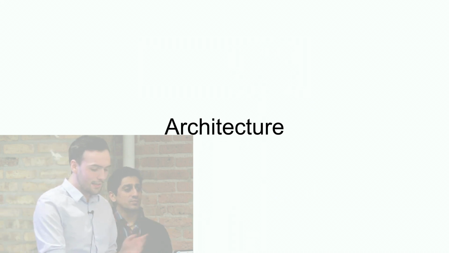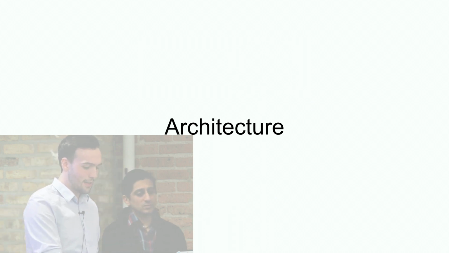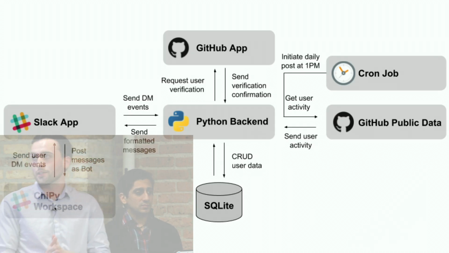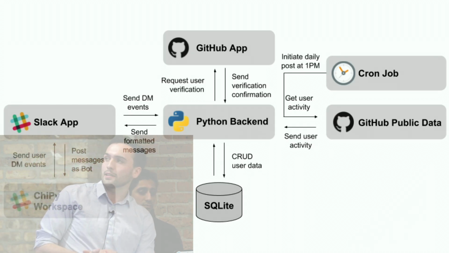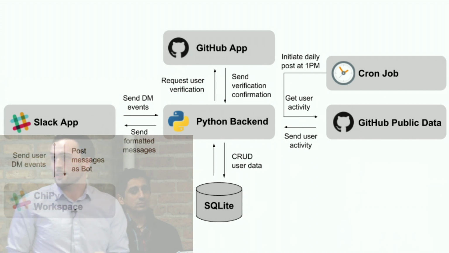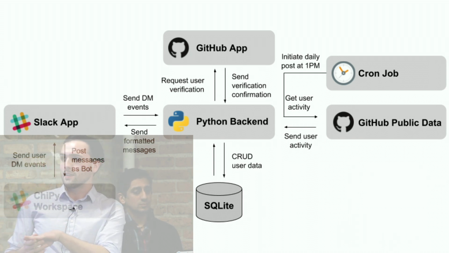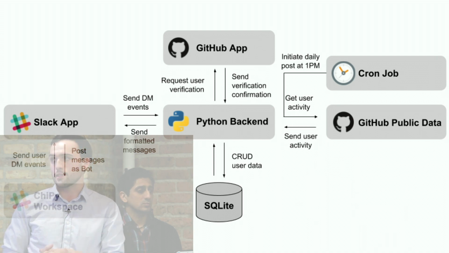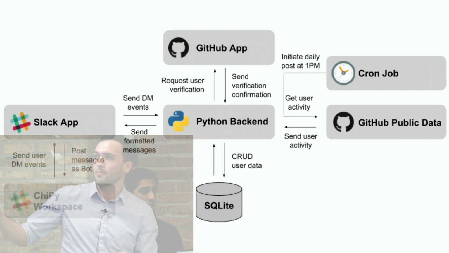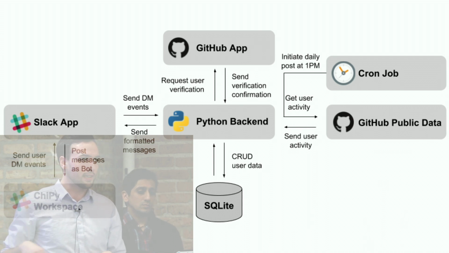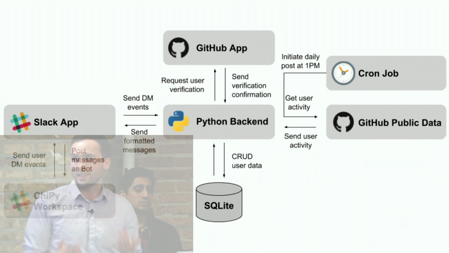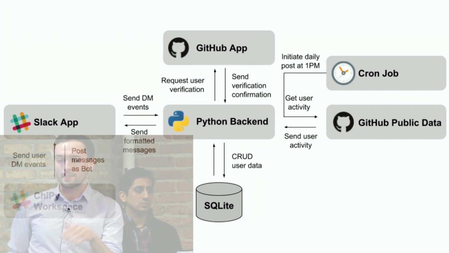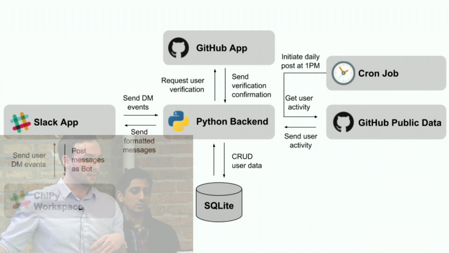So that's kind of the glossy, high-level look. For a look at our architecture, this is a diagram that I threw together to kind of show you what's going on. Basically, it's a set of endpoints. We have a Slack app that has the ability to post messages and to detect direct messages to the bot. And we have a GitHub app that's just verifying users' identities. So we didn't want people to just self-report what their GitHub accounts were. We wanted to verify that if someone has a Slack handle, they have to go verify their GitHub handle.